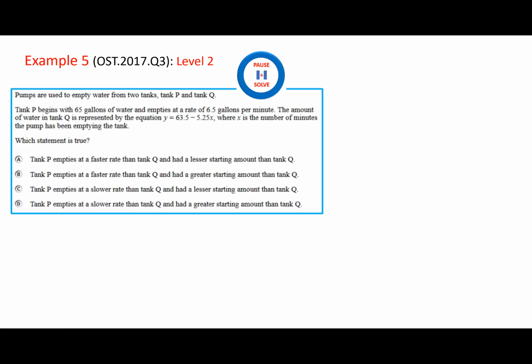Example number 5. Pumps are used to empty water from two tanks, tank P and tank Q. Tank P begins with 65 and empties at a rate of 6.5 gallons per minute. The amount of water in tank Q is represented by the equation. Again, a similar question, and they're going to ask you about the initial starting amount and the rate. So let's see what happens here.